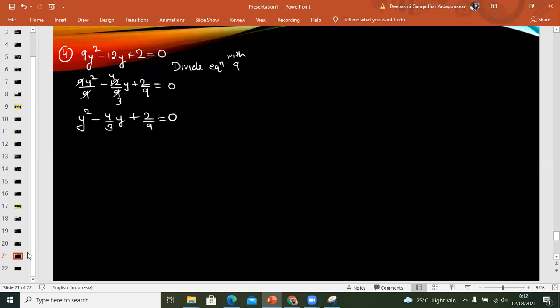Then our next step is to take the middle number, that is minus 4 by 3, and divide it by 2. Dividing by 2 is like multiplying with half. So 2 times 1, 2 times 2 will give you negative 2 by 3. We can write this negative 2 by 3 in the bracket here, y minus 2 by 3 whole square. And write this 2 by 9 on the other side, it will give you negative 2 by 9.